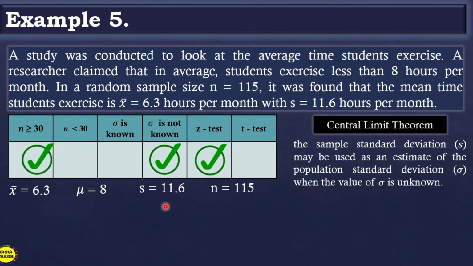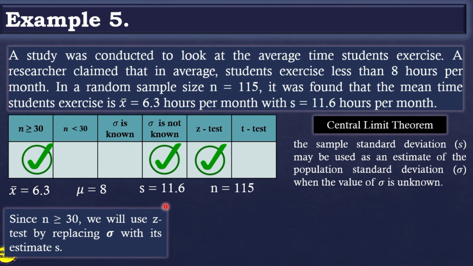So, according to the central limit theorem, the sample standard deviation may be used as an estimate of the population standard deviation when the value of the population standard deviation is unknown. So, since n is greater than or equal to 30, we will use Z-test by replacing the population standard deviation with its estimate S, no? So, papalitan lang natin yung population standard deviation natin nung value nung sample standard deviation.